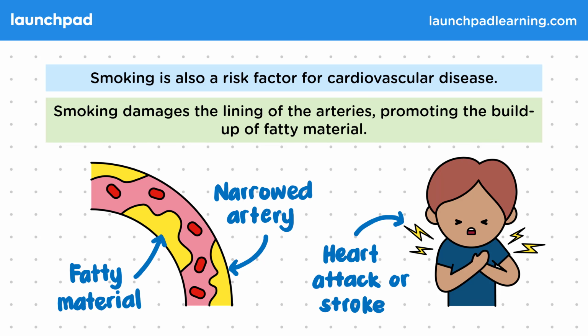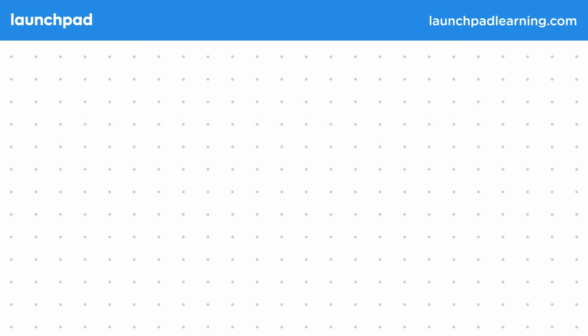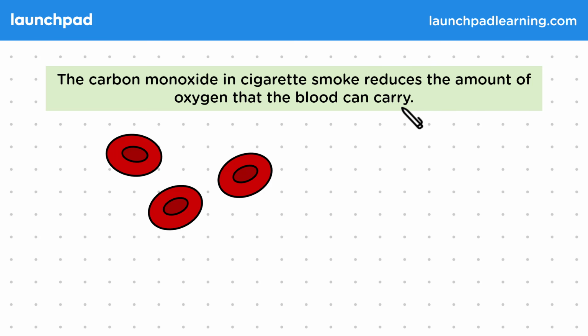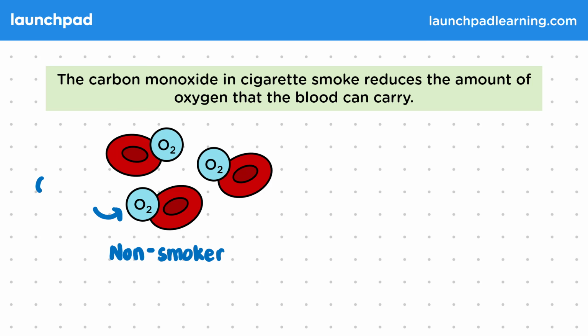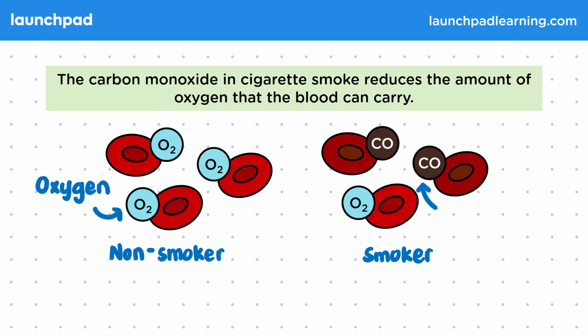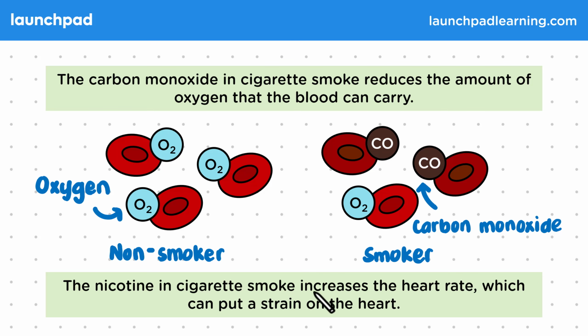So what do some of the chemicals in cigarettes do to your body? The carbon monoxide in cigarette smoke reduces the amount of oxygen that the blood can carry. So remember that it's the red blood cells that carry oxygen. In a non-smoker, this is what they would look like. Oxygen is able to bind to the red blood cells and be transported throughout the body. However, the red blood cells of a smoker would look something like this. Because carbon monoxide is sitting in the place of oxygen, less oxygen is able to be carried around the body. The nicotine in cigarette smoke increases the heart rate, which can put a strain on the heart.